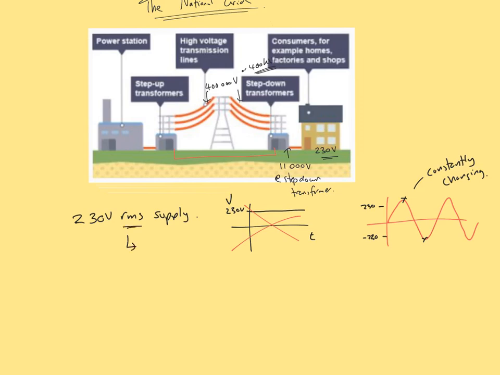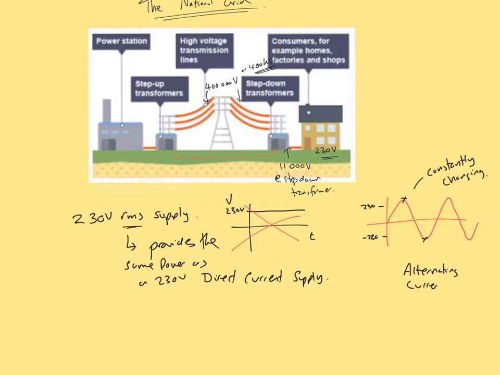The RMS just means that basically it gives or provides the same power as a 230 volt direct current supply. So direct current is what you get from a battery. This is constantly changing, and therefore because of that it's called an alternating current, which we call an AC supply. So you need to know that it's 230 volts AC.